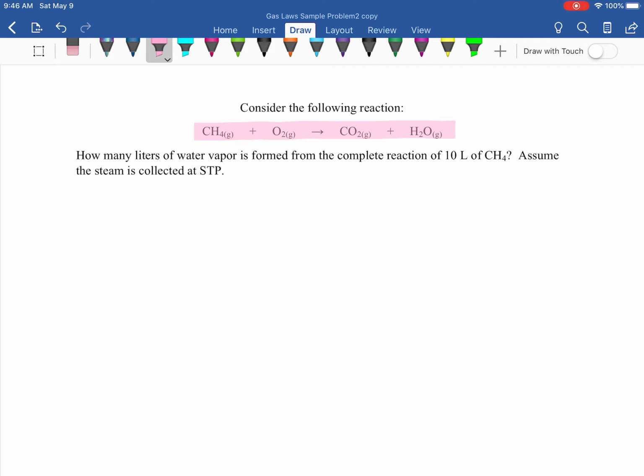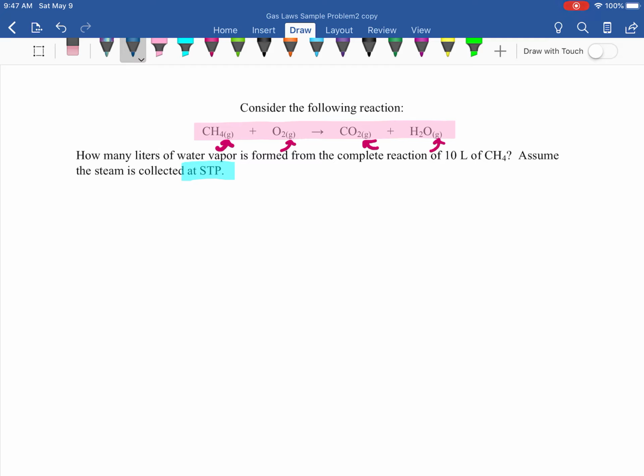Okay, so let's take a look at our problem. We've got a nice combustion reaction. We've seen these before. I love it. What is happening here? We have got all gases. Okay, so this is where it gets fun. Everything in here is a gas. Now, this first one is nice because check this out.